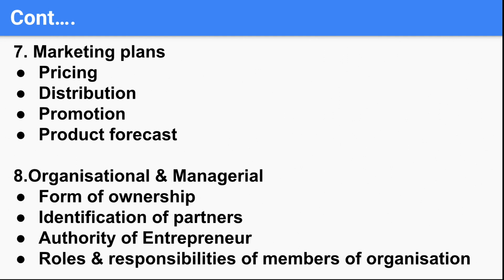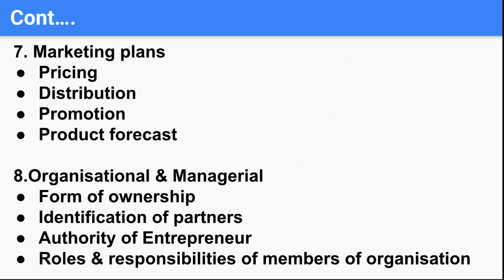His pricing strategy, his distribution channel, his promotion strategy, his product forecast, all these things have to be kept in mind. Fine. Pricing is left up to him. He has to evaluate the cost of production involved, and then he can add some profit margin ratio and set his price. If he is new in the industry, he can go with a skimming price or a penetrating price, depending upon the business and the product. He can go with both strategies. Fine. This is all about marketing plans.